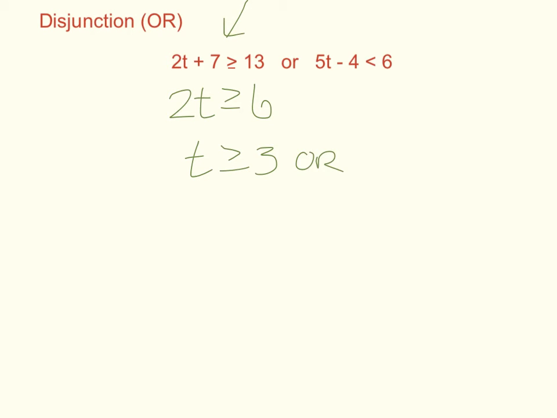Or if I add 4 to both sides, I have 5t is less than or equal to 10. Divide both sides by 5. So t is less than 2. So t can be any number that's greater than or equal to 3, or t can be any number that's less than 2. So we're going to go ahead and graph that on our number line.